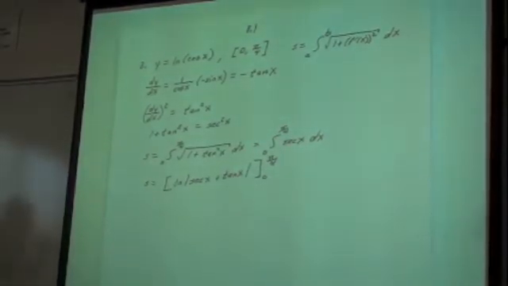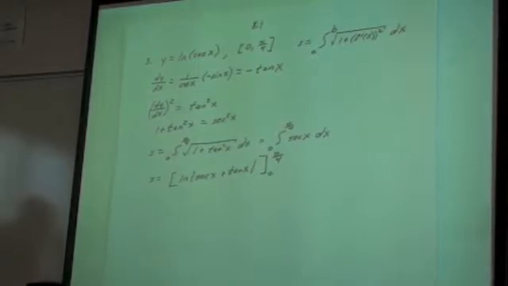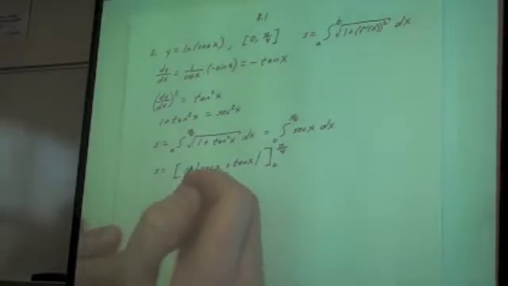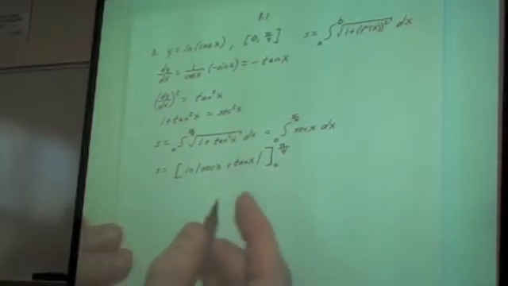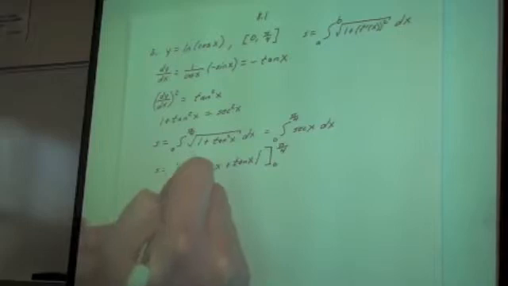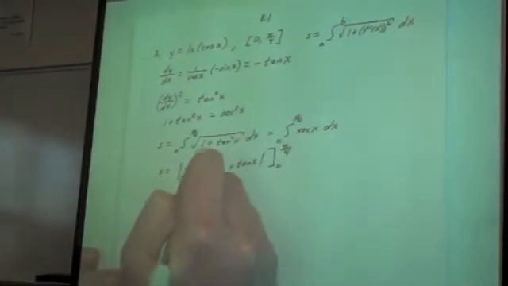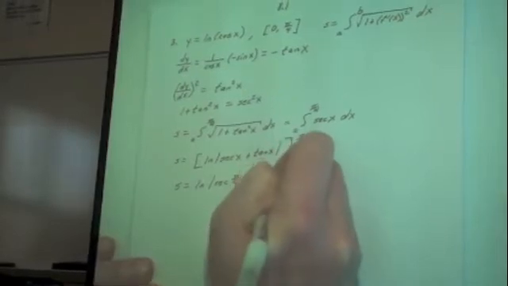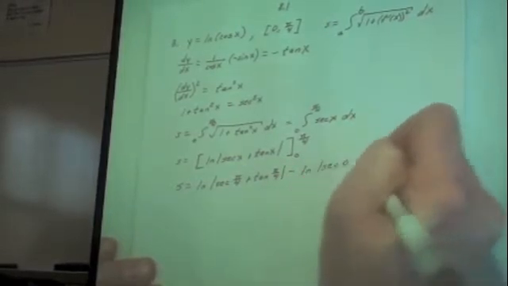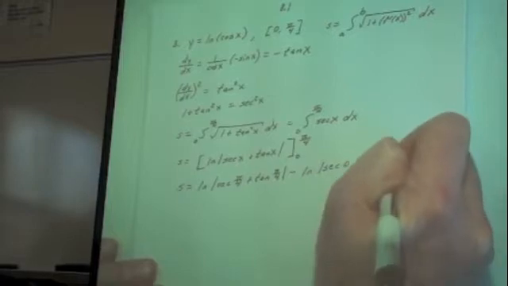So now, evaluating this shouldn't be that bad. And I would say exact answers only. That would make the problem more cool. So s is equal to the natural log of the secant of pi over 4 plus the tangent of pi over 4. Then obviously minus the natural log of the secant of 0 plus the tangent of 0.